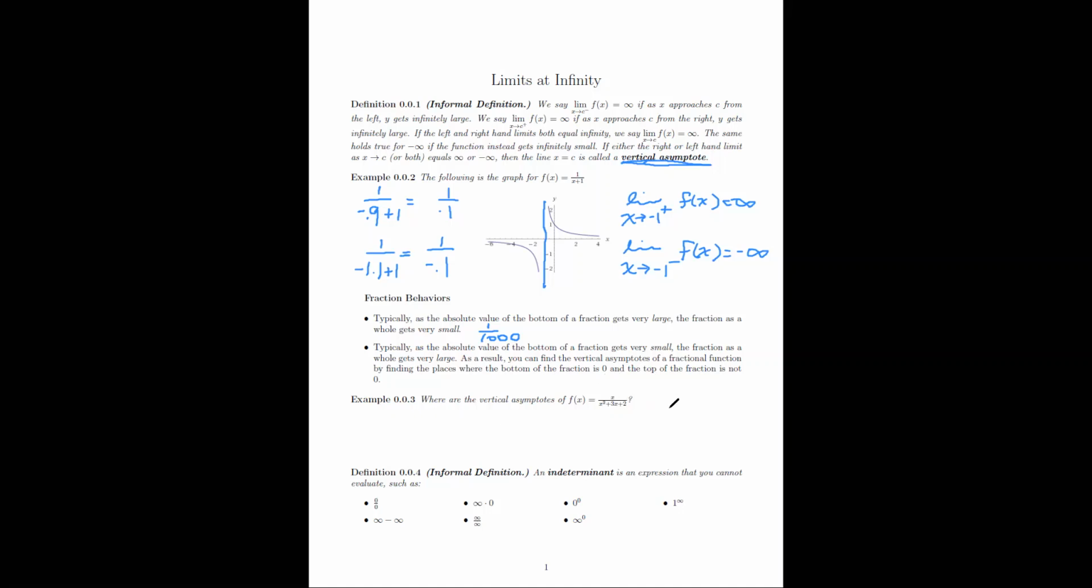So if we want to find the vertical asymptotes of this fraction, we want to figure out where the bottom of this fraction, this x squared plus 3x plus 2, is getting closer and closer to 0.